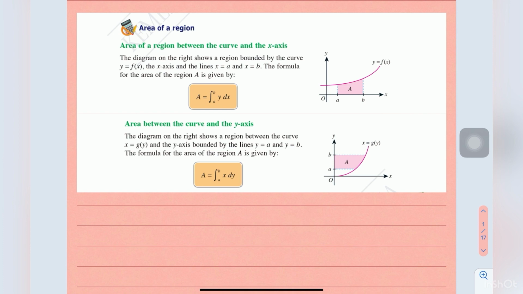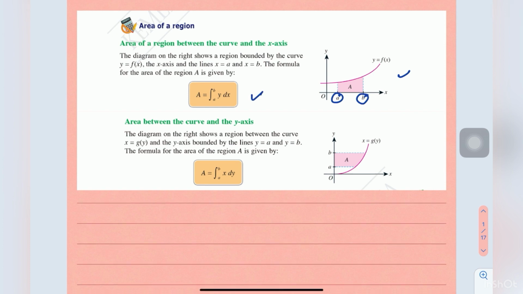Today we are going to discuss how to find the area under the graph by using the formula of integration. Okay, now we have two situations. If we have an area under the graph like this, where a lower boundary and b upper boundary are values of x, to find the area we integrate y with respect to x. If a lower limit and b upper limit are values of y, then to find the area we integrate x with respect to y.